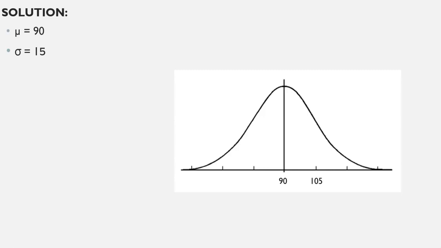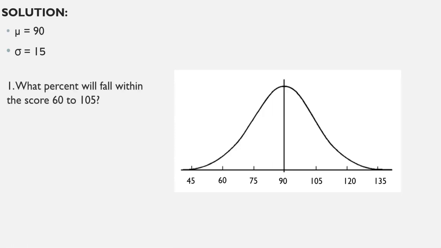Our mean is 90, so for the first standard deviation from the mean it is 105, plus 15 is 120, plus 15 is 135. And to the left of the distribution, 90 minus 15 is 75, minus 15 is 60, and minus 15 is 45. Question number 1. What percent will fall within the score 60 to 105? Now here's our score 60 to 105.